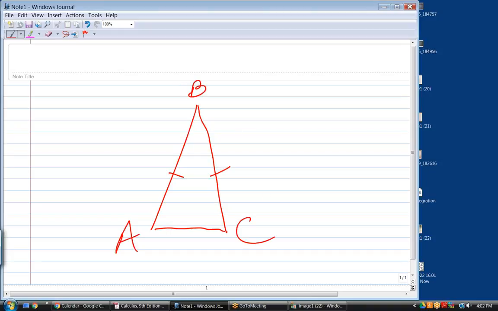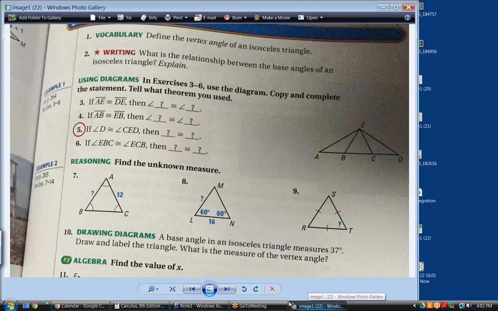Yeah. In other words, if they're talking about the vertex as being a single thing, the only thing unique is B. That's got to be the vertex. It can't be A because A has the same thing as C. So even if you didn't know the definition of vertex, you'd be able to figure it out.